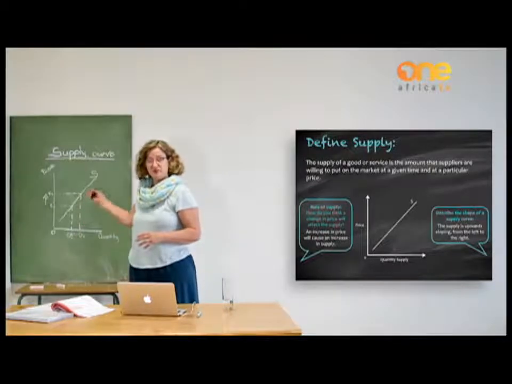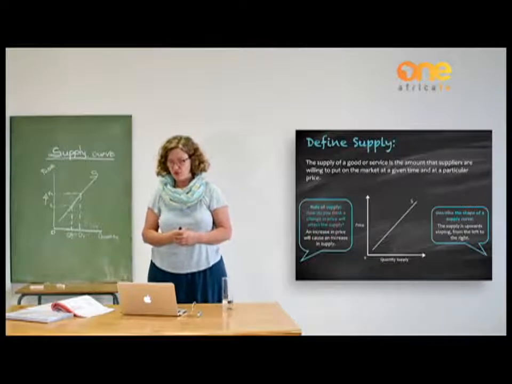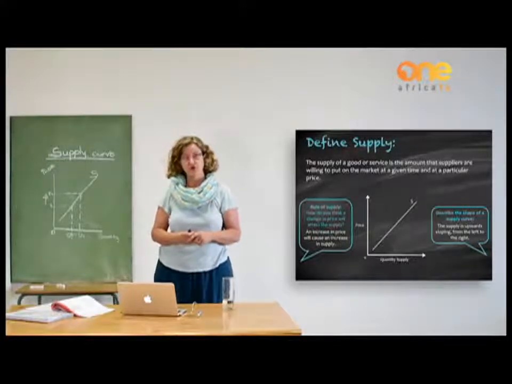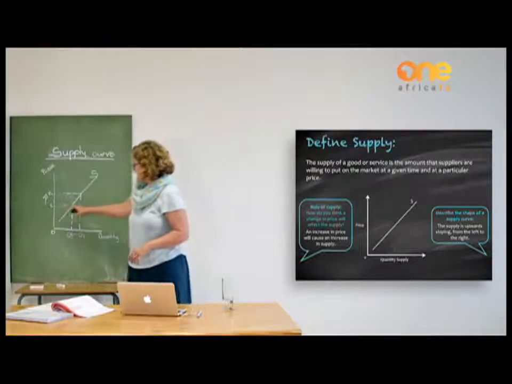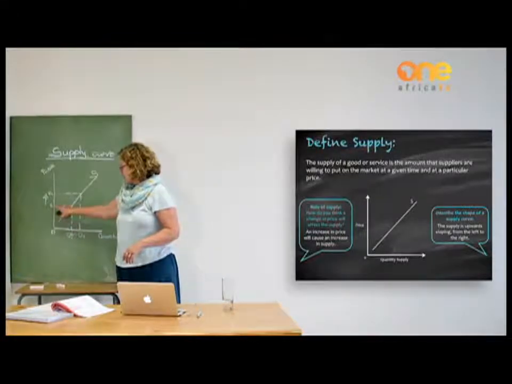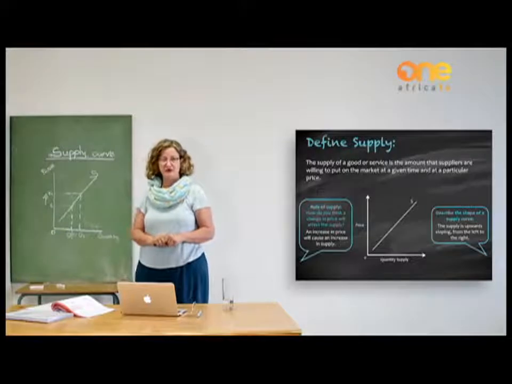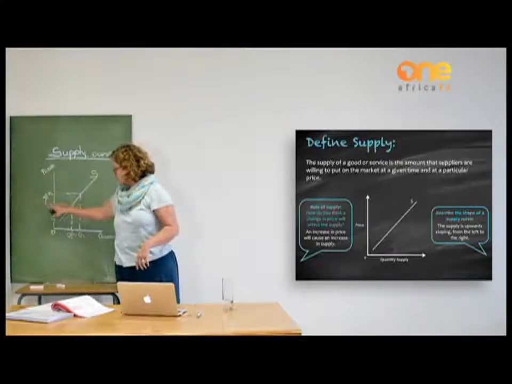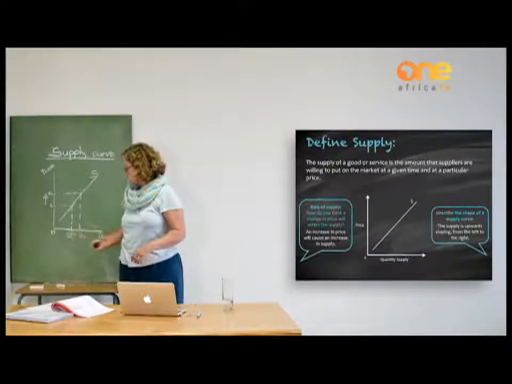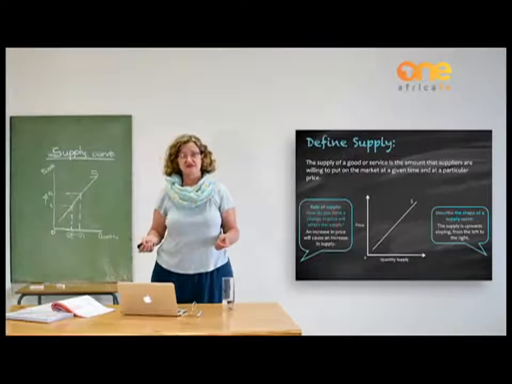Okay, we look at the shape of the supply curve. It's moving upwards from the left to the right. And then we can also look at the rules of the supply curve. You can see if the price increases, the quantity supplied will also increase. If the price decreases, the opposite is true, the quantity supplied decreases. Why is that the case?